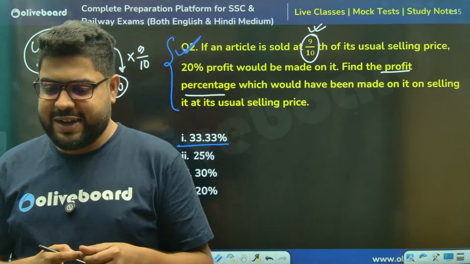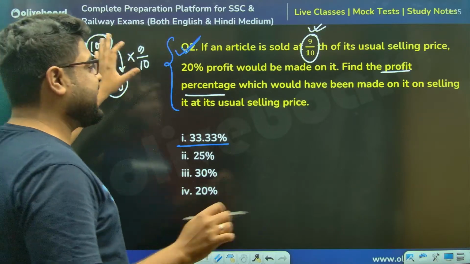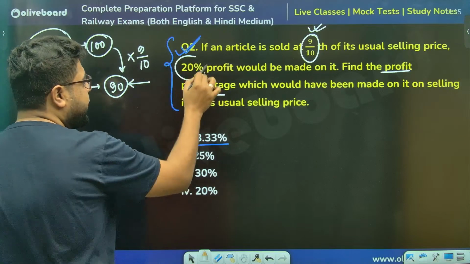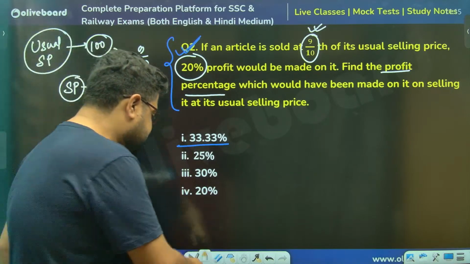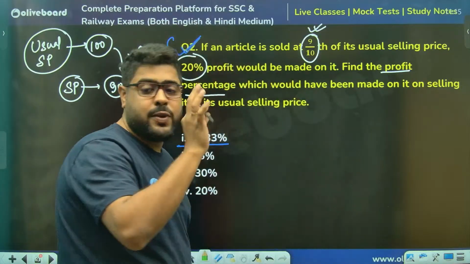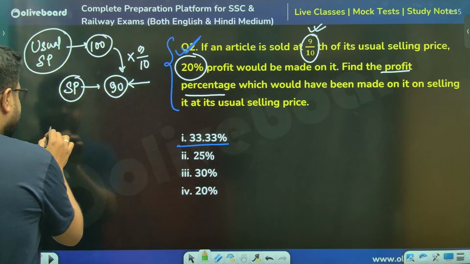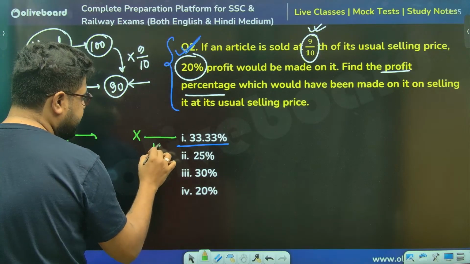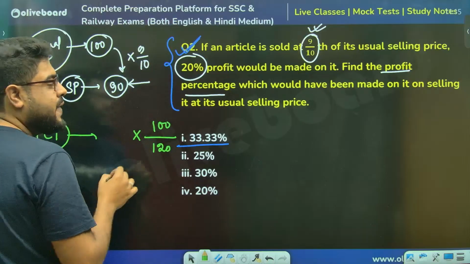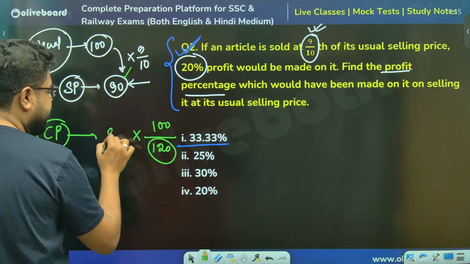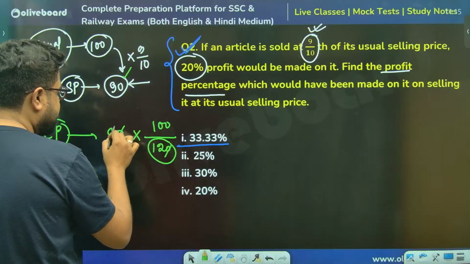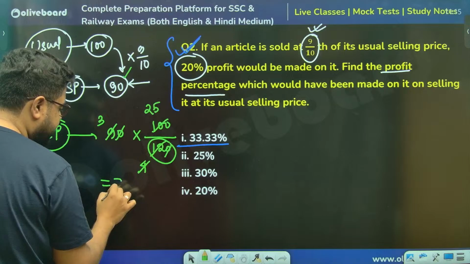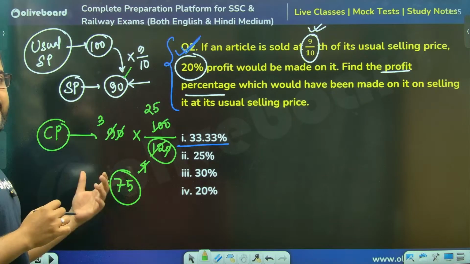Brixie, I didn't get what you are trying to say. I guess it's a typing error. Now, if it was sold at 90 rupees, there was a profit of 20%. So the best way to calculate CP from here is the modular method that I taught. So 20% profit means 120 is the SP and 100 is the CP. And SP is 90 rupees. Just calculate. 3 threes are this, 3 fours are this, 4 25s are this. So this is 75. So 75 rupees is the CP.